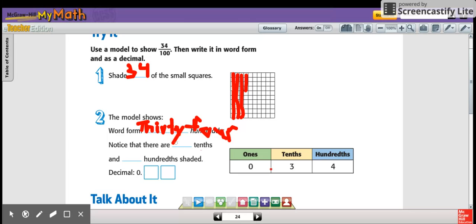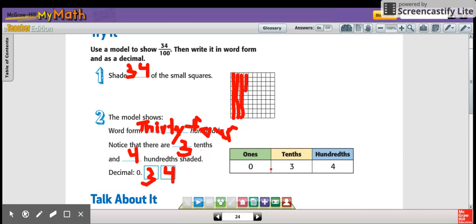So notice there are how many tenths? There are 3 tenths. We kind of pointed that out earlier. And how many hundredths are shaded? Well, there's 4 hundredths. So the decimal is going to be a 3 in the tenths place and a 4 in the hundredths place. So we read that number as 34 hundredths. The digit to the right is a 4, and that 4 is in the hundredths place. So we read the number as it is, 34, and we add on the hundredths because the last digit is in the hundredths place.